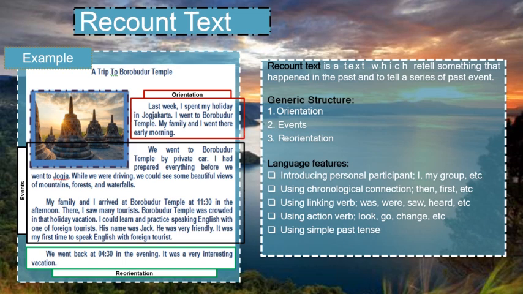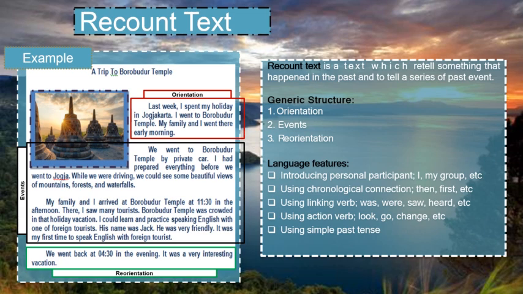The language features of the recount text are introducing personal participant, using chronological connection, using linking verb, using action verb, and then using simple past tense. Now we have an example of recount text.